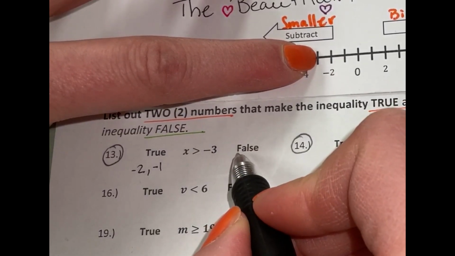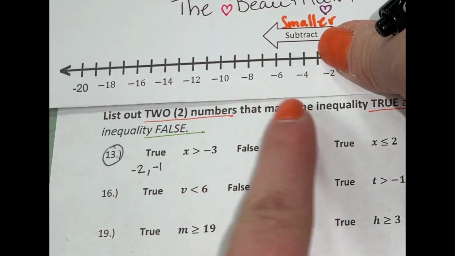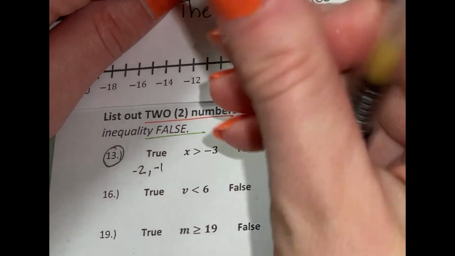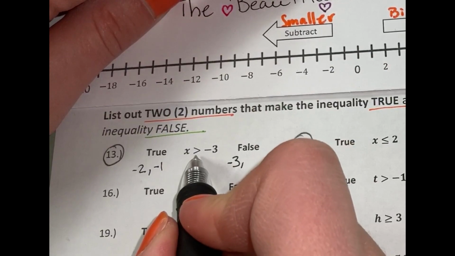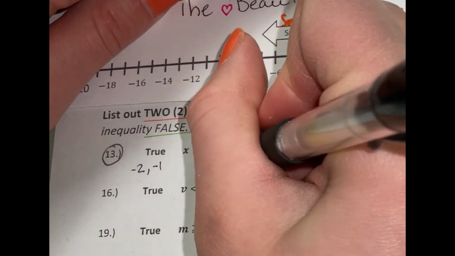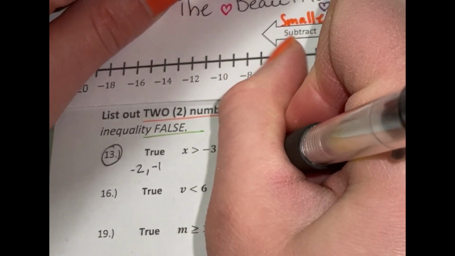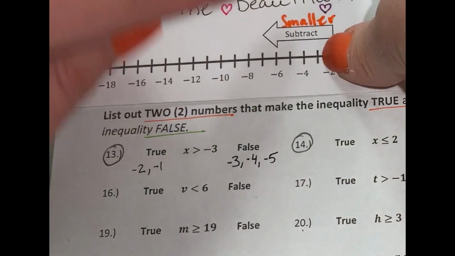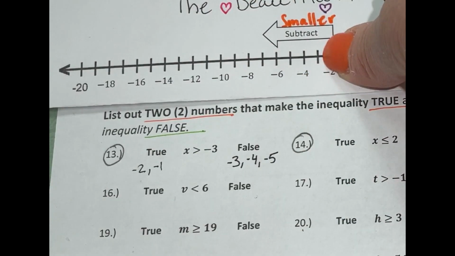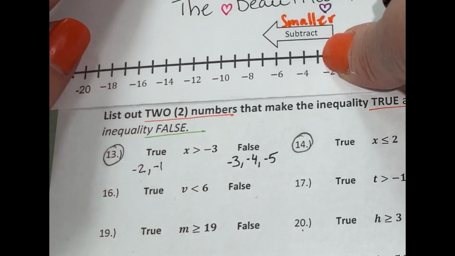2 things that make it false. You want to look at what makes it false? Look on the other side. Well, -3 would also make it false, right? Because we don't have that equal sign underneath here. -4 would make it false, and -5 would make it false. All of those numbers here are not greater than -3.